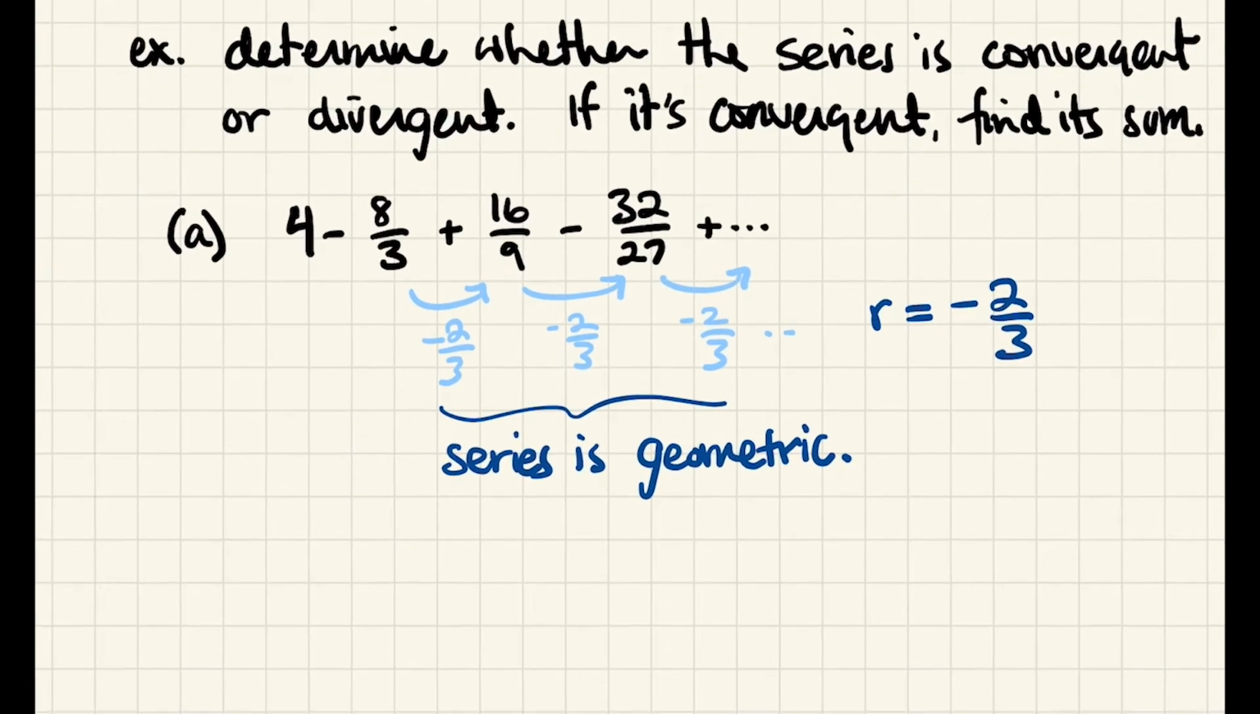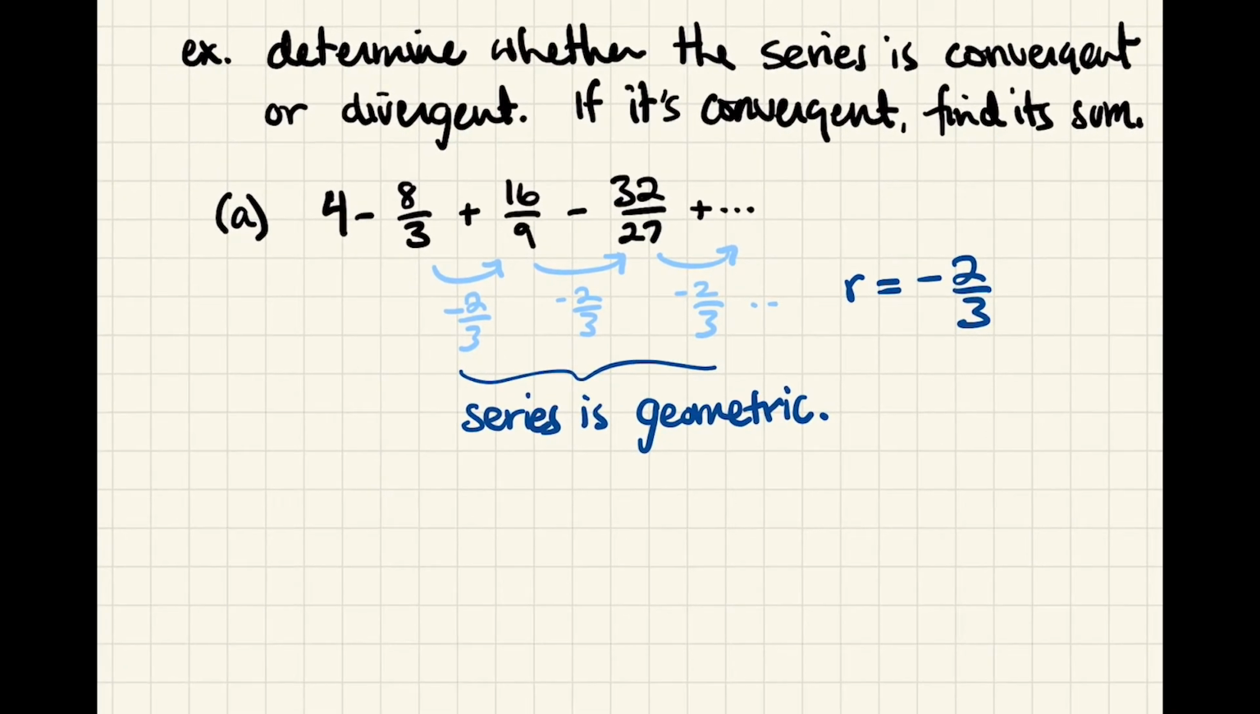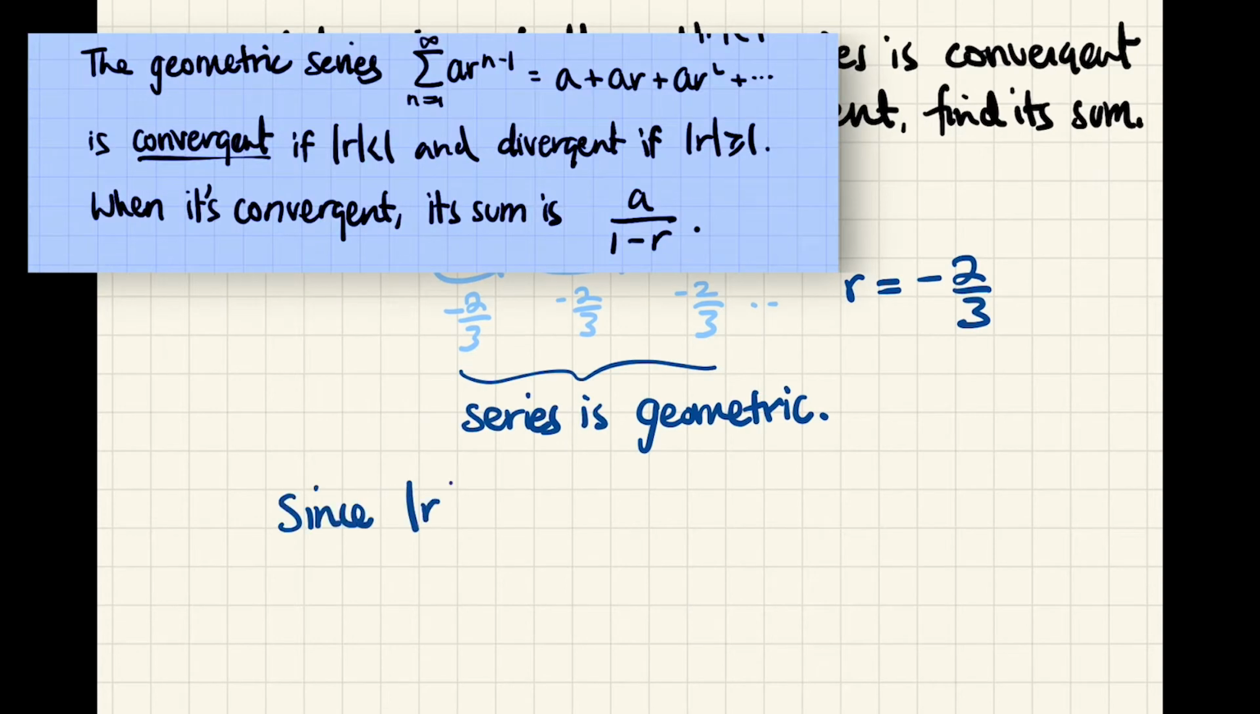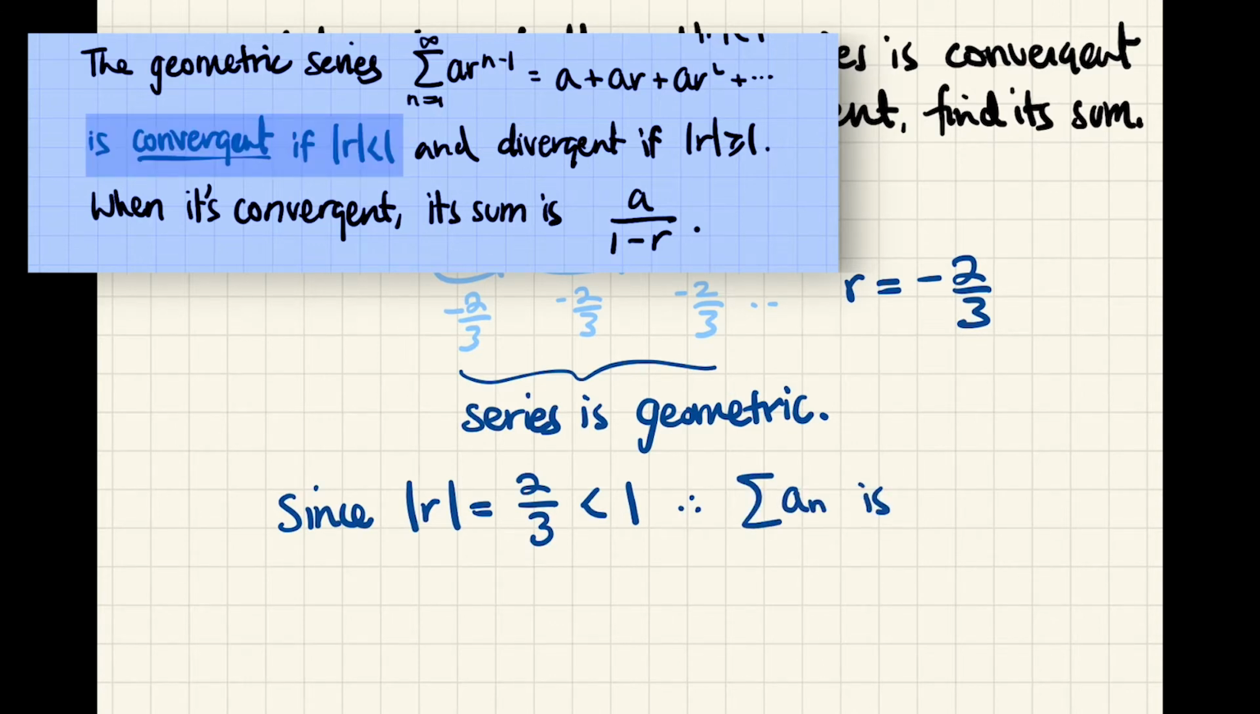All right, well, is the series convergent or divergent? So let's check the absolute value of r. The absolute value of r is 2/3, and 2/3 is less than 1. So therefore, the series, we'll just call it a_n, is convergent.